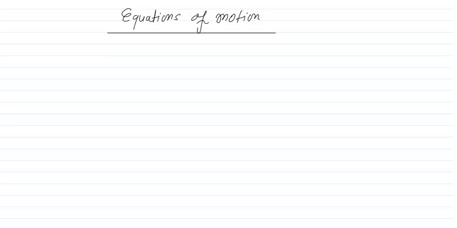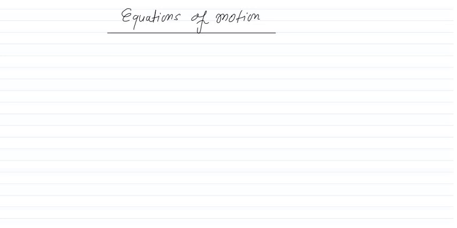In previous class, we have discussed some topics like what is motion and rest, what are the physical quantities and types of physical quantities like scalar quantities and vector quantities, and also what is distance and displacement and speed and velocity and average speed and average velocity and acceleration.